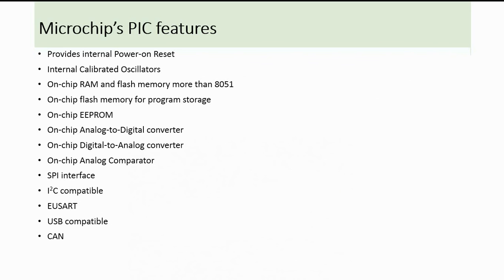Like Atmel's AVR, the PIC microcontroller also has separate registers for controlling the direction of input-output ports and giving the values at the output or reading the input values. Here are some important features of the PIC microcontrollers, which are very similar to the Atmel's AVR.